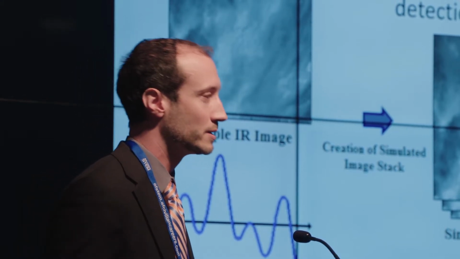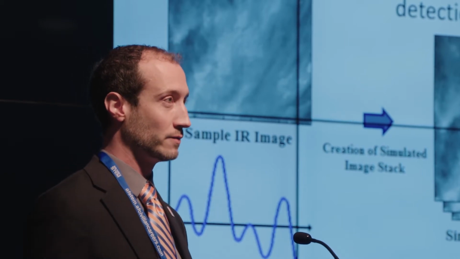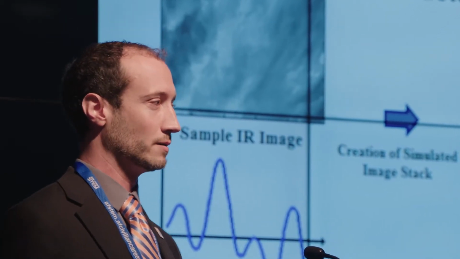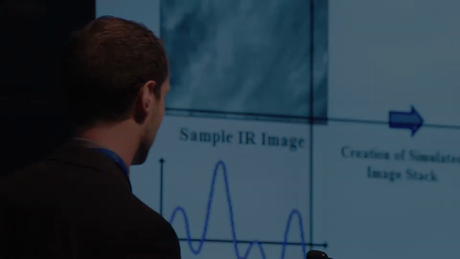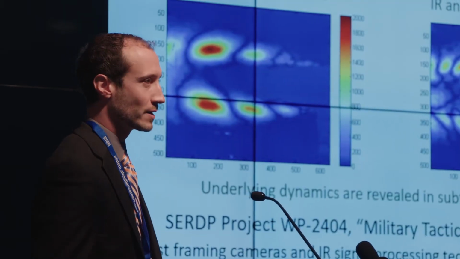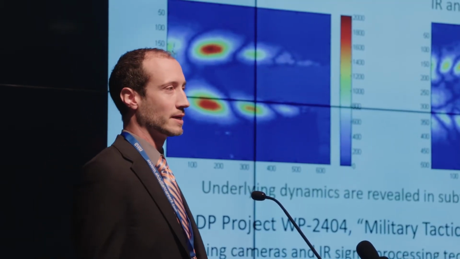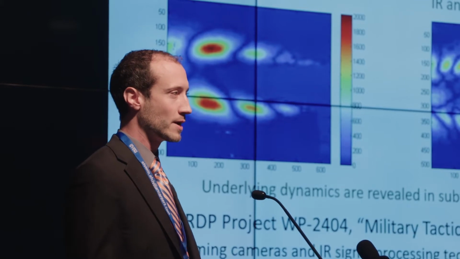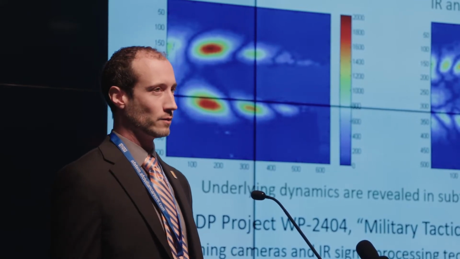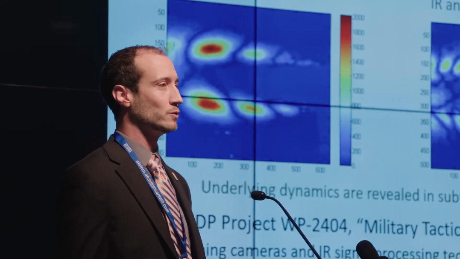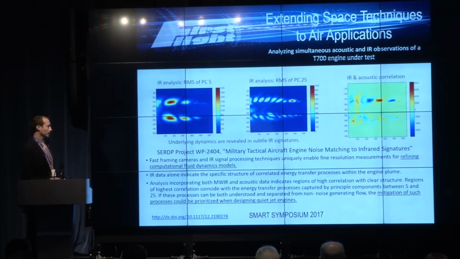That allows you to go to much faster frame rates and even much larger areas of interest on your focal plane array in space. The second application I'd like to talk about is an extension of these kinds of techniques to the air domain, where we're looking at characterizing jet engine plume signatures. This work was funded by the DoD CERTIP office, the Strategic Environmental Research and Development program.